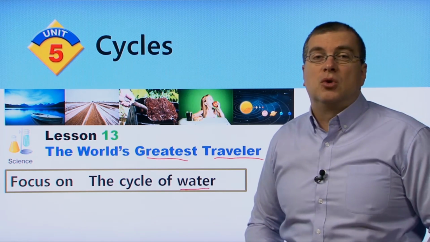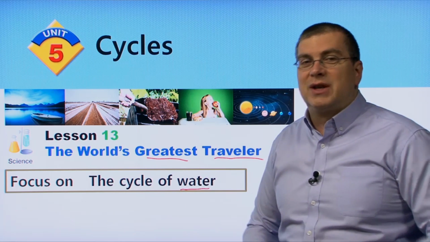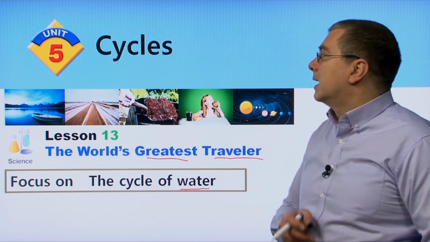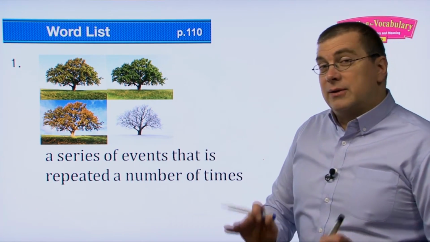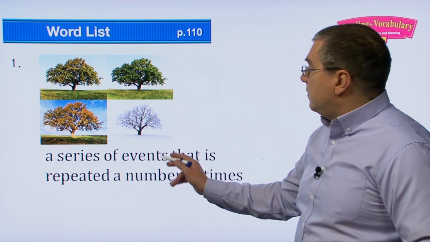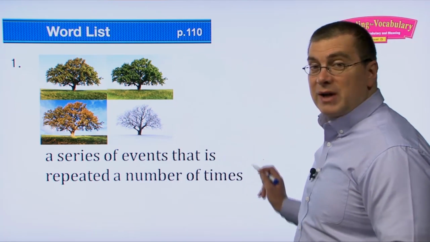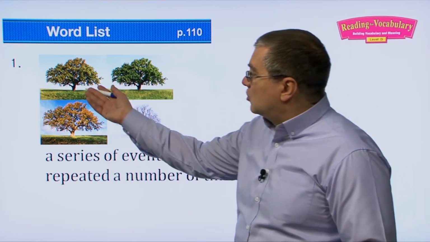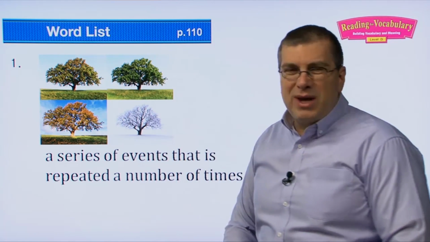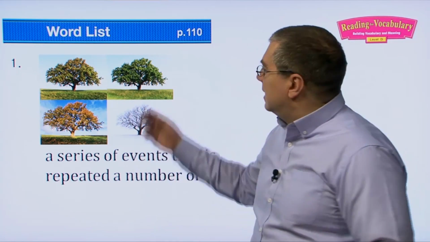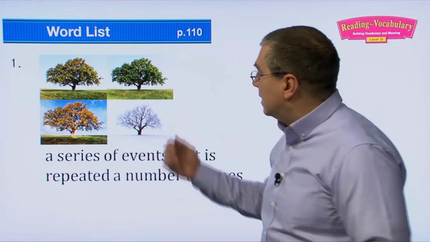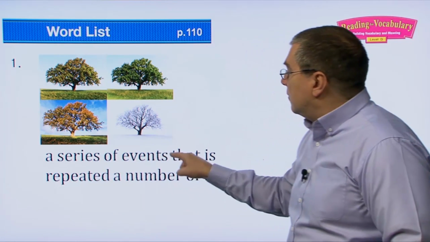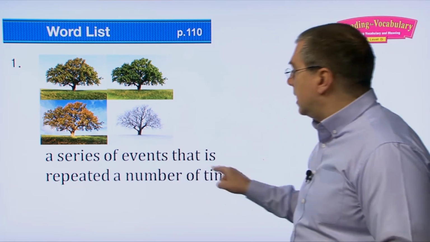But of course, as usual, we need to learn some vocabulary first to better understand the reading passage. So let's get started with the vocabulary. The first word is defined as a series of events that is repeated a number of times. Now you've probably seen these types of pictures before. We can see a tree in different stages, and we know that this is spring, this is summer, this is fall, and this is winter. And we might think, well, seasons, but we're saying a series of events that is repeated a number of times.